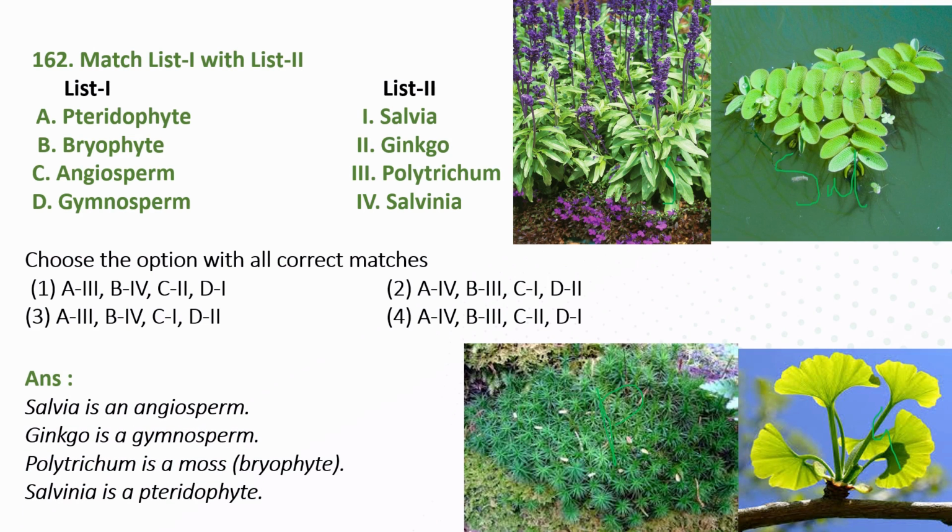Salvia is an angiosperm actually. Ginkgo is a gymnosperm, and polytrichum is a moss, or bryophyte. Salvinia is a pteridophyte. Why? Because it is present on the surface of the water and its roots are inside the water. Salvia is an angiosperm and ginkgo is a gymnosperm. And here you can see that polytrichum appears in the form of moss-like structures.